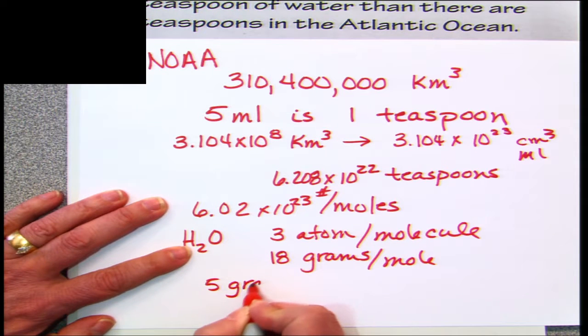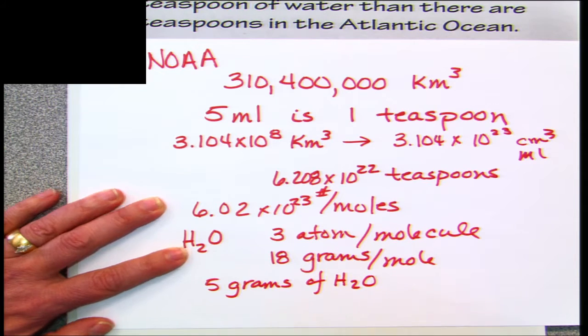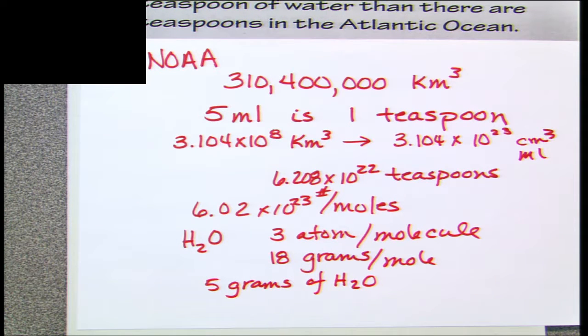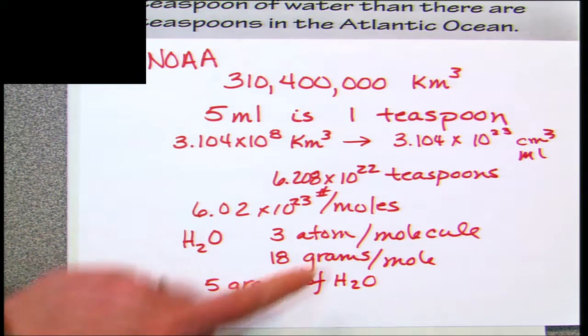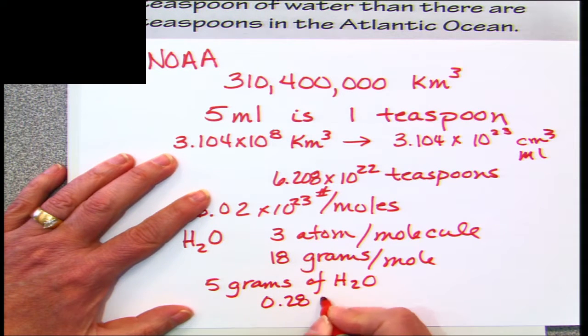There's 18 grams per mole. So if I do my 5 grams of water divided by 18 grams per mole, it's 0.28 moles H2O per teaspoon. So I get 0.28 moles per teaspoon.